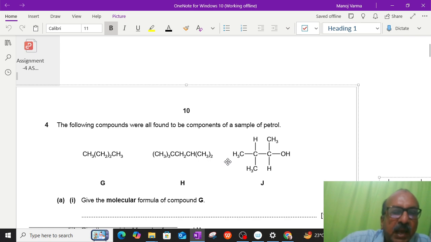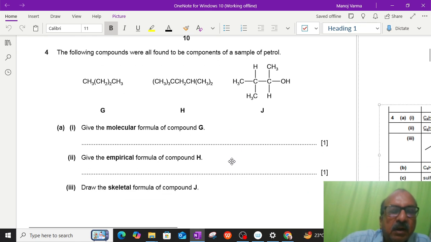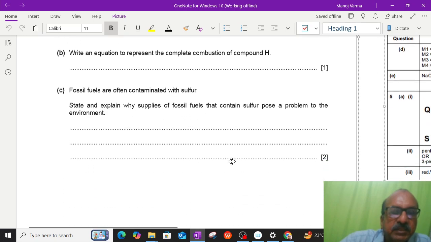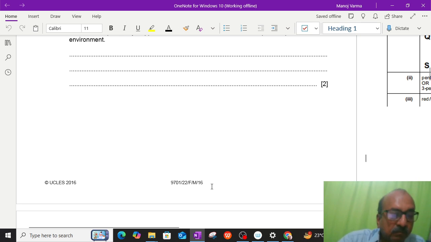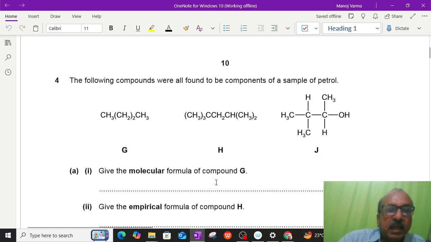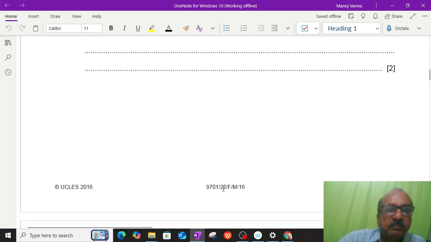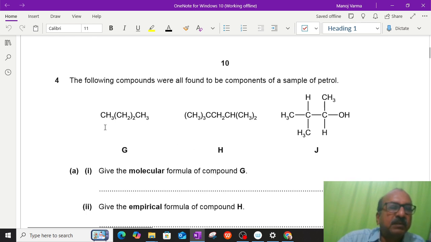But today I have decided to start with some organic chemistry questions. So here I am with some questions which I have taken from past papers. This particular question, which I'm going to show you how to solve, is taken from the Feb March 2016 paper. The paper variant is 22 and the component code is 9701. So let's see what questions were asked and how we are going to solve them.